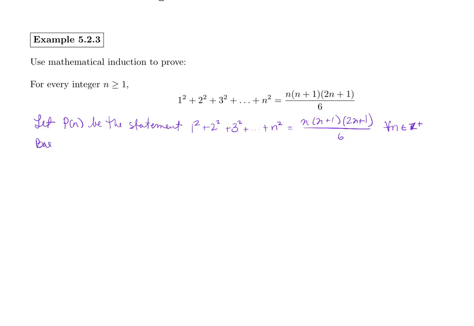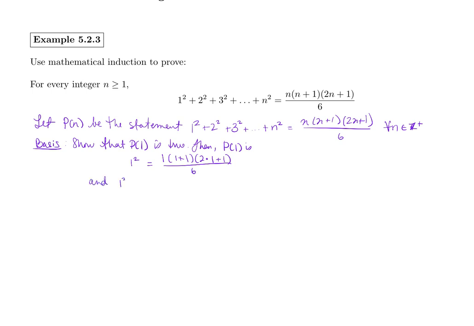Our basis case is going to be the same as the last two. Show that P(1) is true. Then we know that P(1) is, well, on the left-hand side, we just get 1 squared. And on the right-hand side, we get 1 times (1 plus 1) times (2 times 1 plus 1) all over 6.